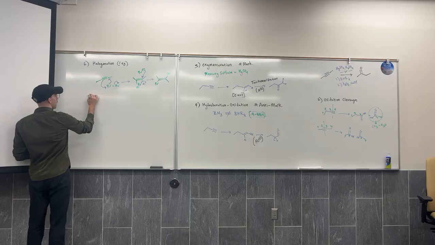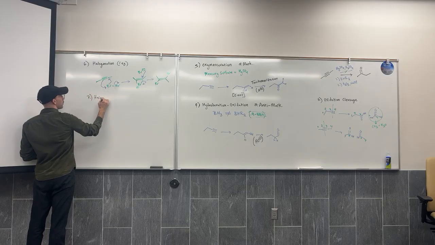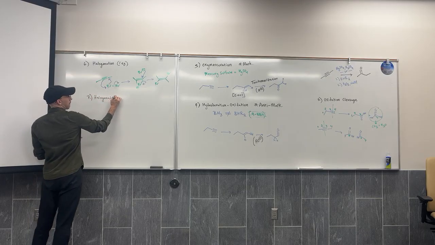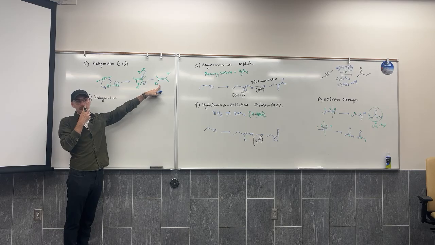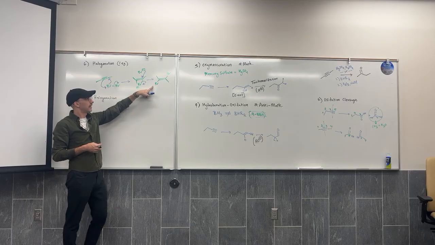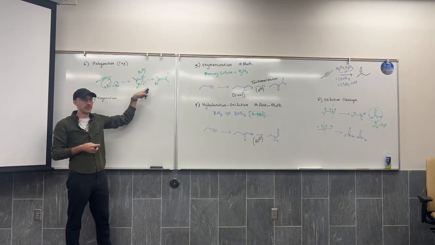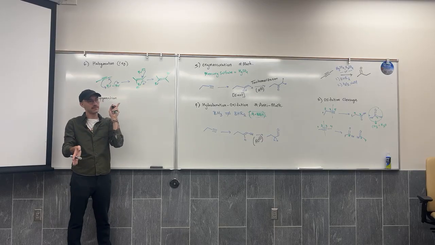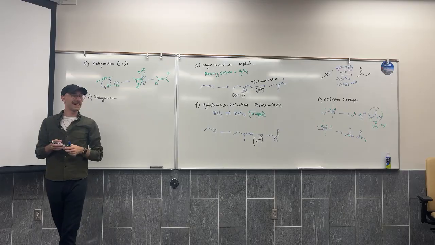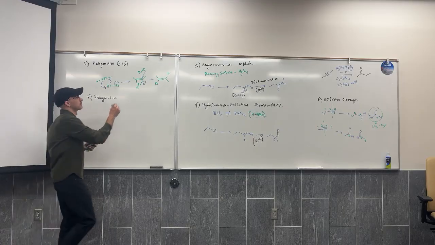Do they add syn or anti to each other? What do you think? Anti, right? Is it a cis alkene or a trans alkene? Trans alkene. The halogens are trans to each other, they're anti. So it's still an anti-addition mechanism.